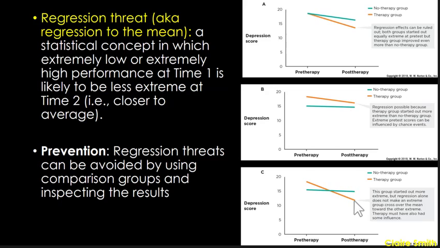this is showing that the therapy has to have some sort of influence, right? If it was just a regression effect, you would expect at the end, like in this one, to have similar scores. But since the therapy group, even though it had extreme scores to start, shows a significant decrease in depression compared to the no therapy group, we can rule out the regression effect. Does that make sense? Any questions?